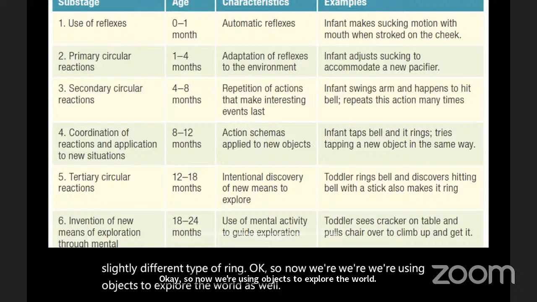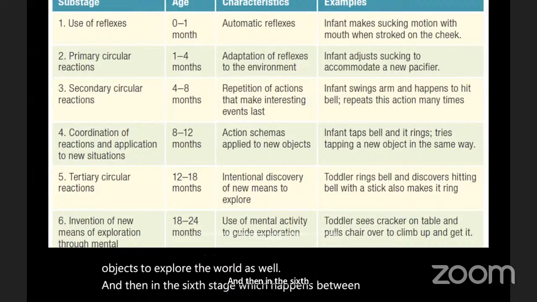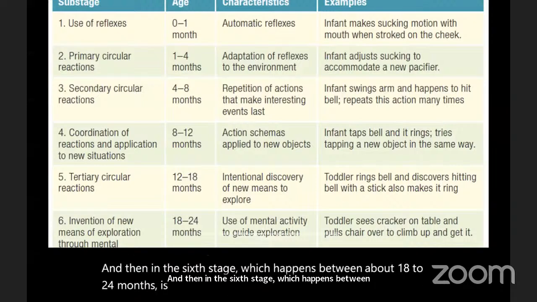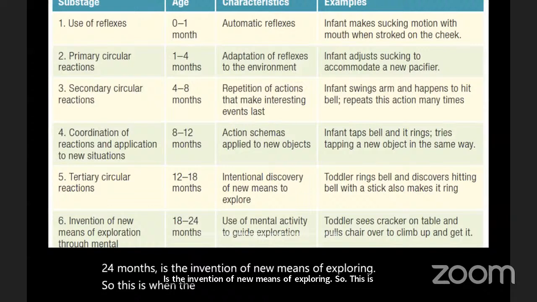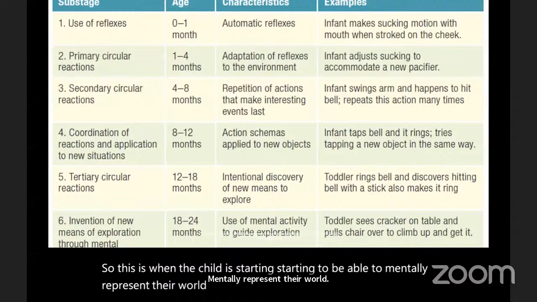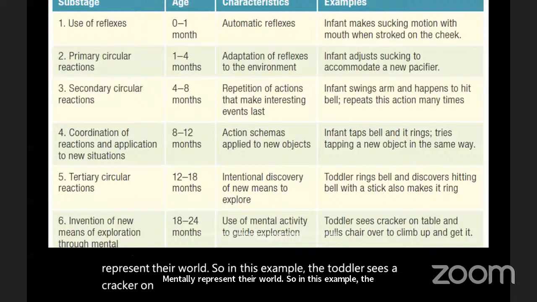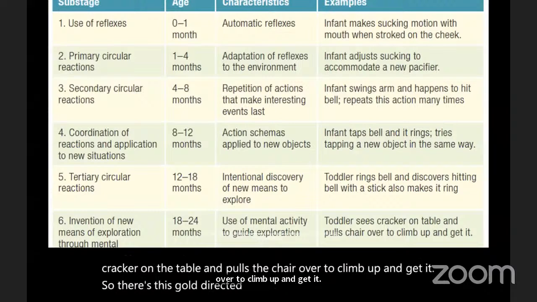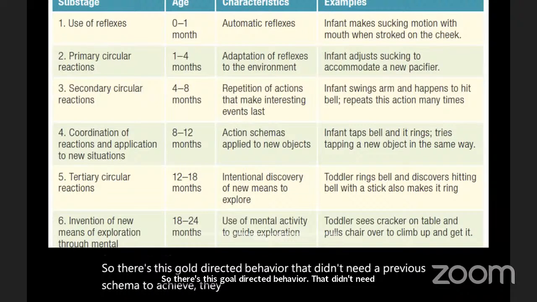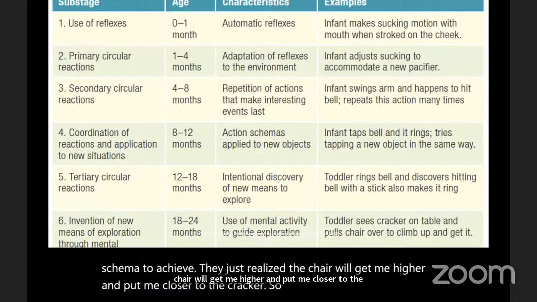And then in the 6th stage, which happens between about 18 to 24 months, is the invention of new means of exploring. So this is when the child is starting to be able to mentally represent their world. So in this example, the toddler sees a cracker on the table and pulls the chair over to climb up and get it. So there's this goal-directed behavior that didn't need a previous schema to achieve. They just realized the chair will get me higher and put me closer to the cracker. So then they initiate that behavior, okay?